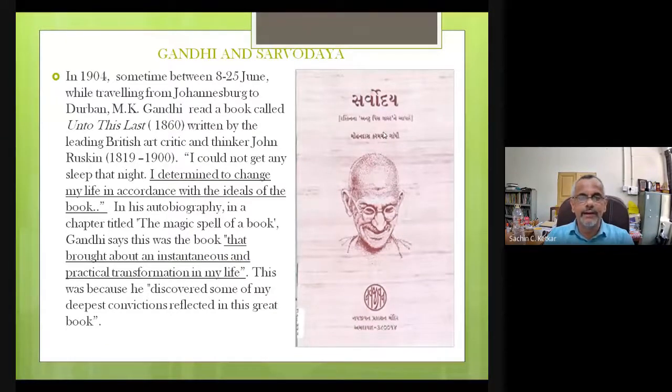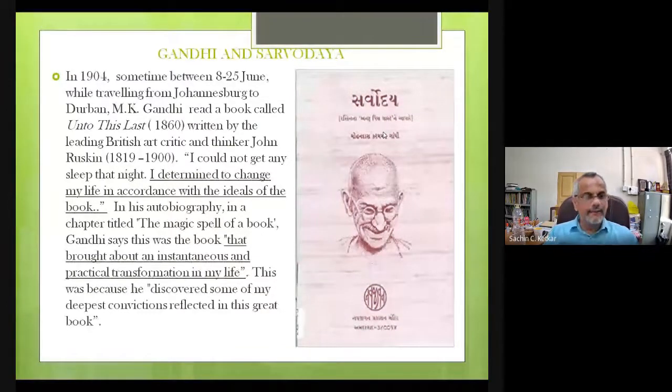In 1907, somewhere between 8 to 25 June, while traveling from Johannesburg to Durban, the young lawyer called M.K. Gandhi read a book called Unto This Last, which was written in 1860 by a very famous British art critic, theorist, scholar called John Ruskin. Gandhi says that I could not sleep that night. I determined to change my life in accordance to the ideals of this book. And when Gandhi changed his life to the ideas in the book, you know what happened. The rest, they say, is history, right?